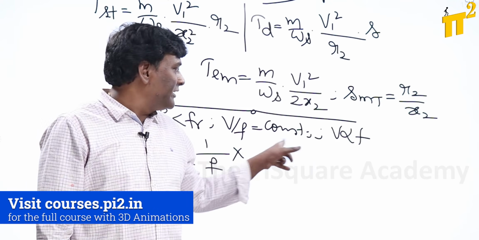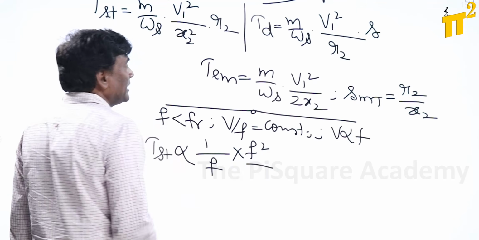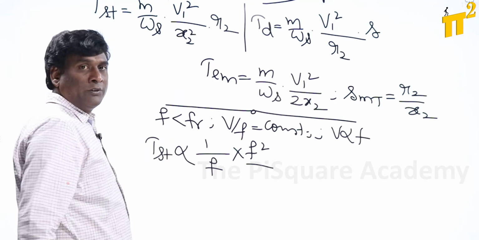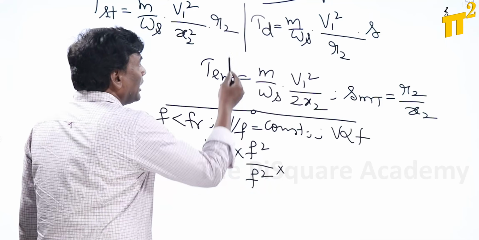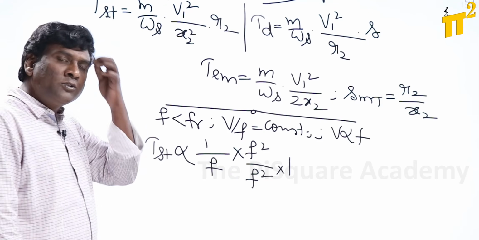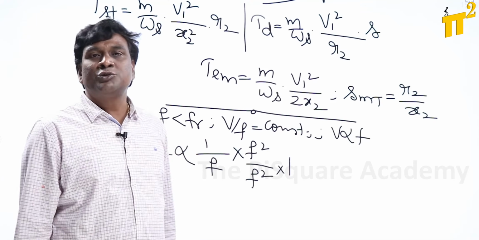V is directly proportional to frequency, so this is going to be frequency square divided by x2, which will be decided by frequency or not? Yes, frequency square into R2 is going to be constant. Rotor resistance we are not going to vary in this case, only frequency and voltage we are varying such that V by F ratio is constant.